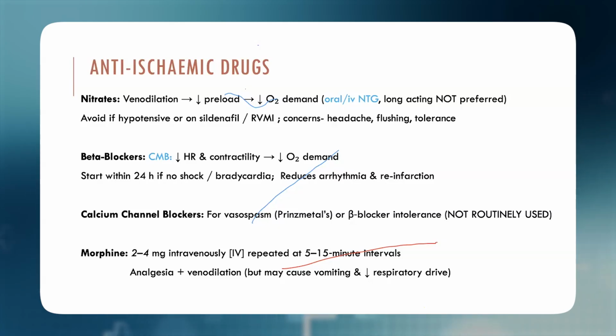If we are decreasing the preload, then we will not have any RV output at all. So nitrates are contraindicated in RVMI. Concerns are headache, flushing, and tolerance. Beta blockers, CMB. What is CMB?